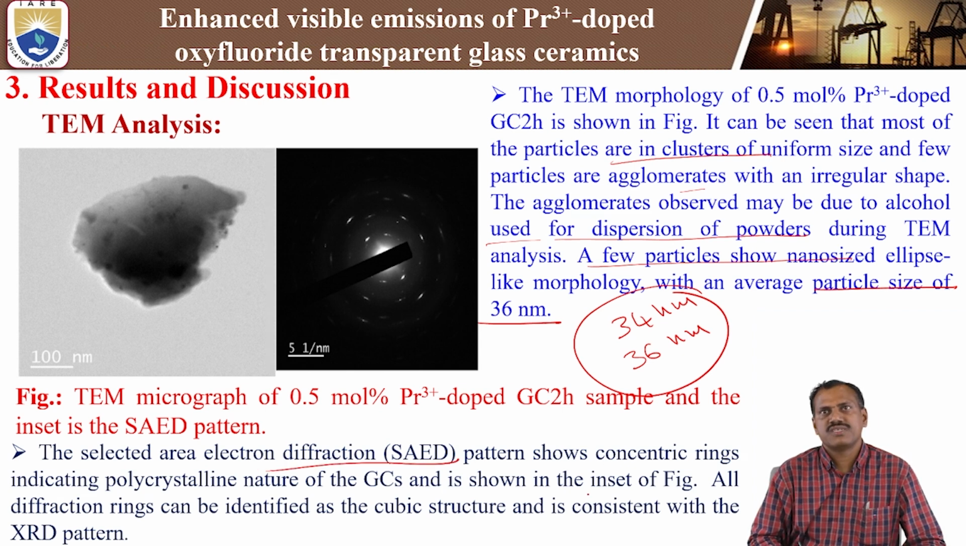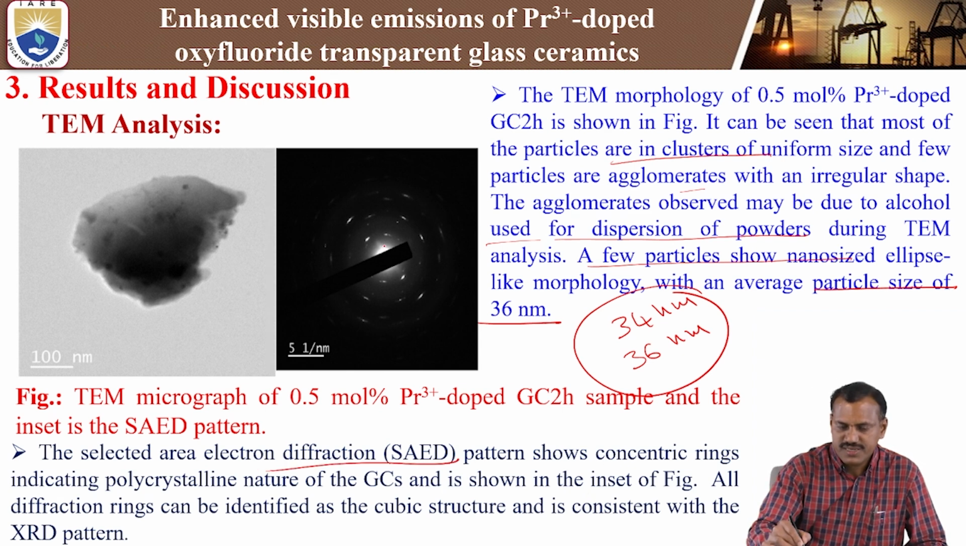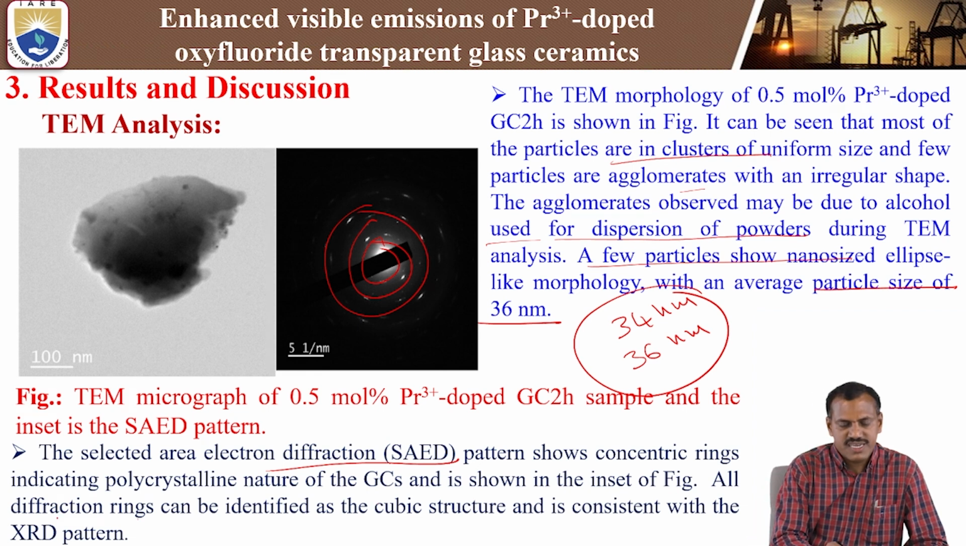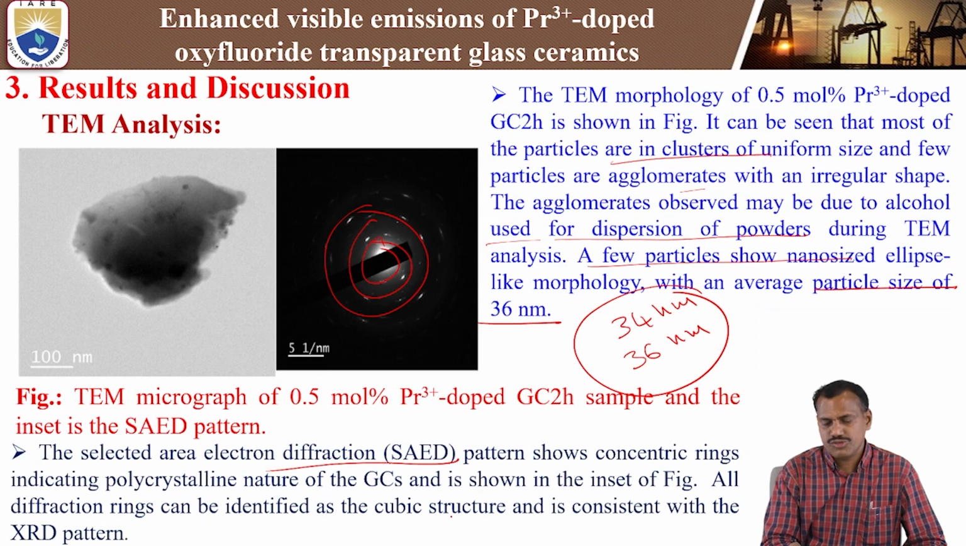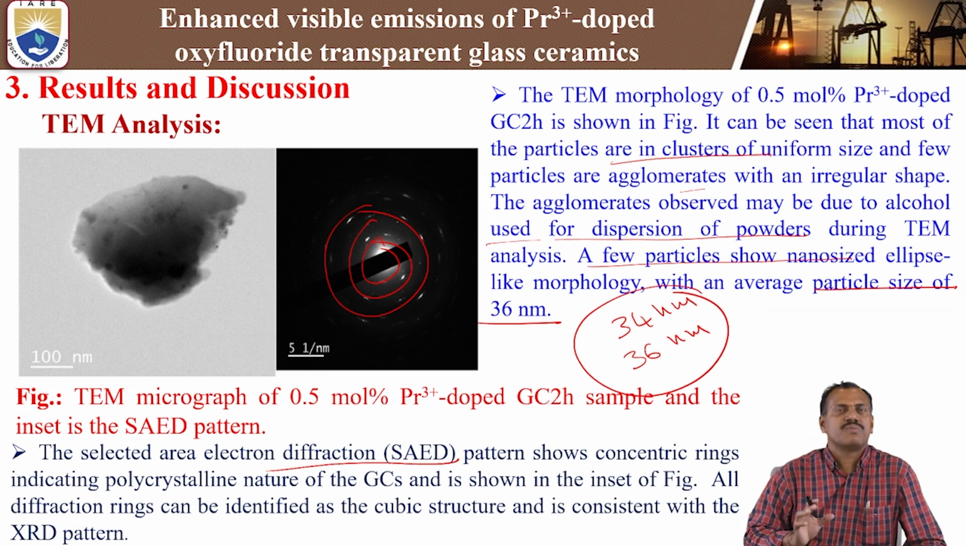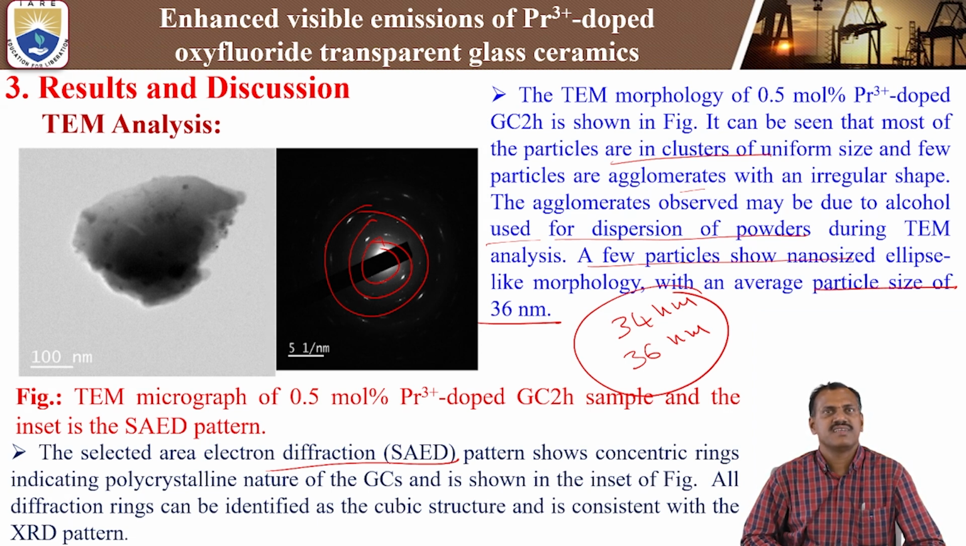This pattern shows concentric rings of different kinds. How many peaks we can observe is shown in the inset figure. All the diffraction rings can be identified as the cubic structure and are consistent with the XRD pattern. Each and every concentric ring matches well with the XRD pattern. That is why our prepared sample's TEM analysis and XRD analysis match well.